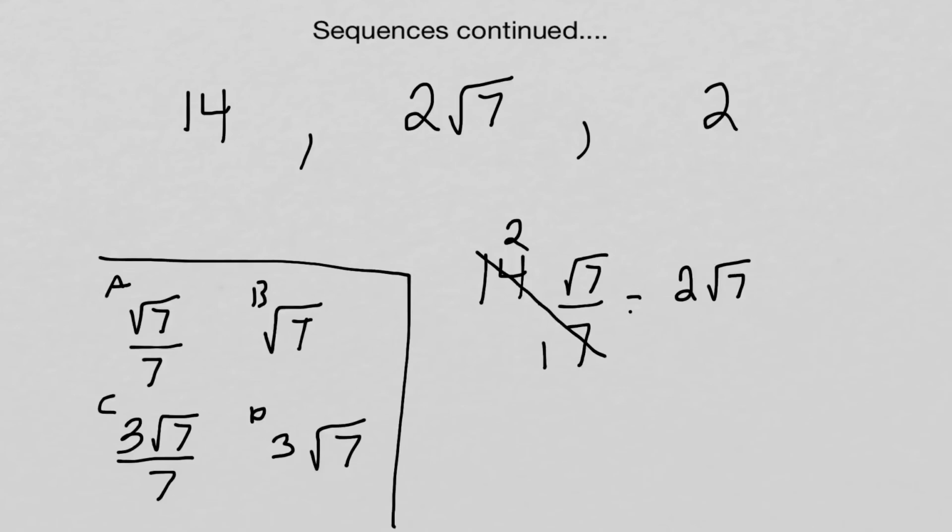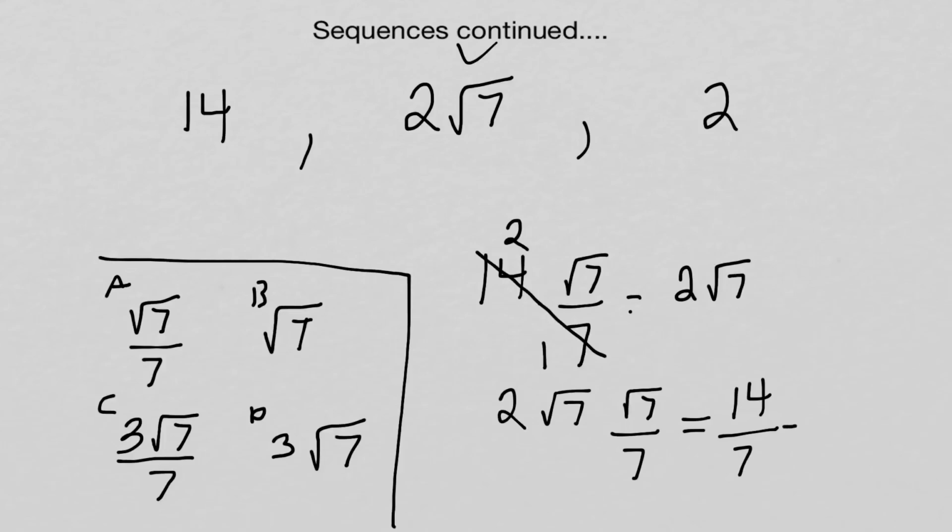I've got 2 square root of 7, that's this one here. I'm going to multiply it by the square root of 7 over 7, which is still A. I multiply this across. Square root of 7 times the square root of 7 is 7. So 2 times 7 is going to give me 14. Multiplying straight across gives me 7. 14 divided by 7 gives me 2. So yeah, I don't have to go any further.